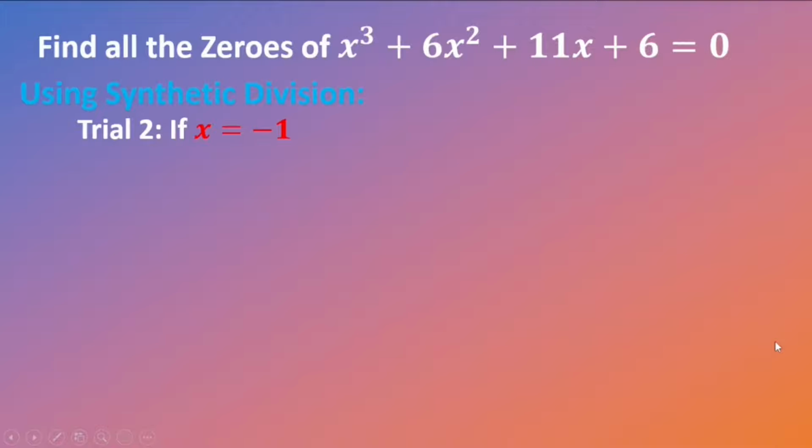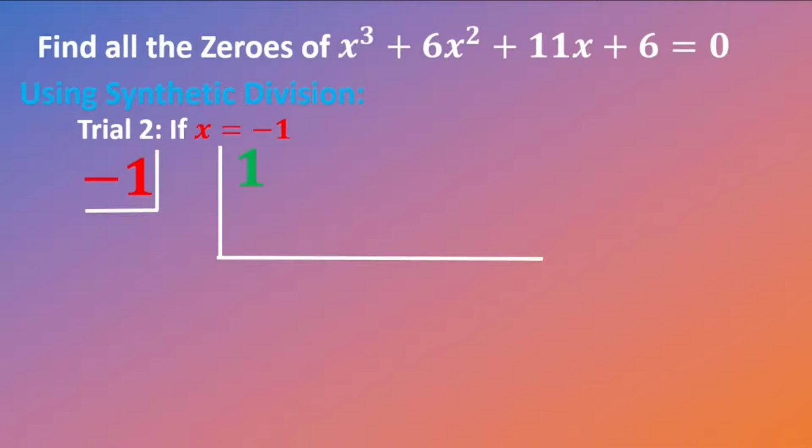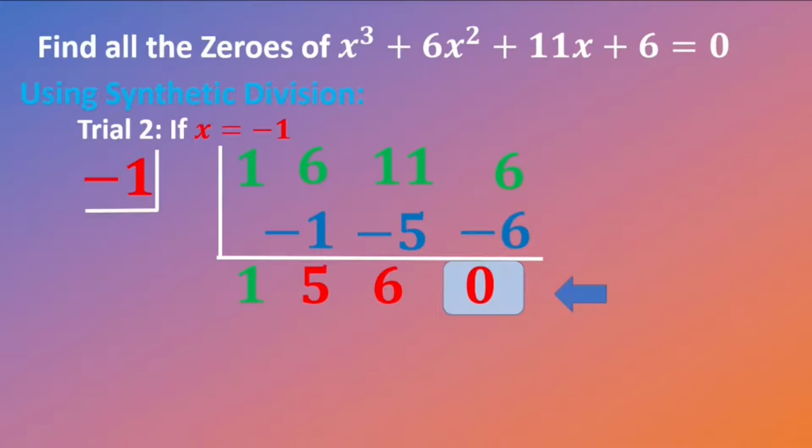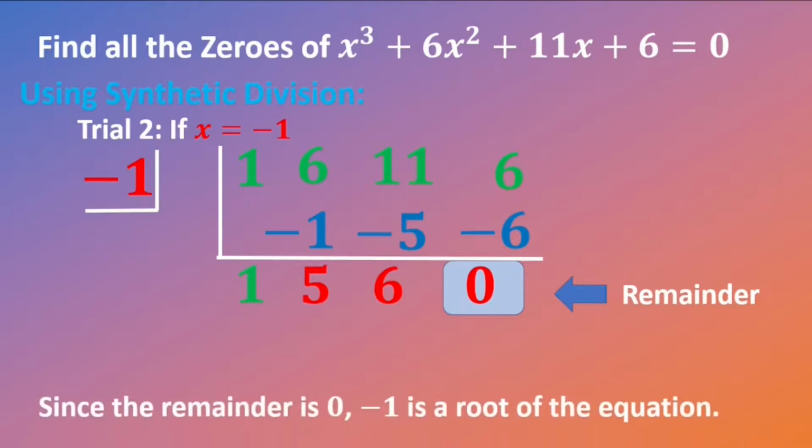Now for trial number 2, if x is equal to negative 1, same process. Bring down all the numerical coefficients of the given equation, which are 1, 6, 11, and 6. Bring down 1, and then 1 times negative 1 is negative 1. 6 minus 1 is positive 5. 5 times negative 1 is negative 5. 11 minus 5 is positive 6. And 6 times negative 1 is negative 6. And 6 minus 6 is 0. Since the remainder is 0, therefore, negative 1 is a root of the equation.